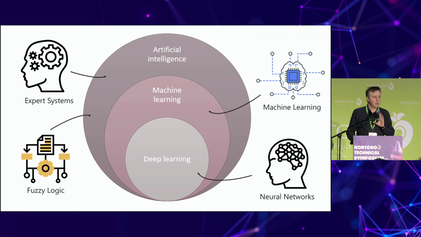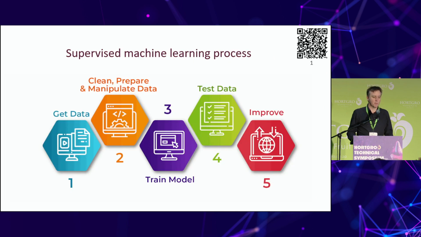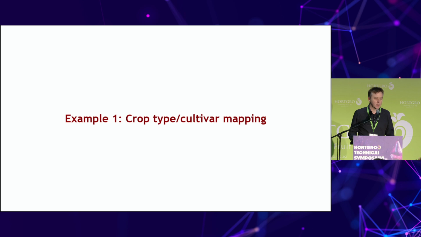I'm going to talk about machine learning, but most people say AI. Machine learning is just a subgroup of AI, and within machine learning, there's deep learning. I'm not going to get into all the technical things about the differences between these things, but supervised machine learning is the most popular in the agricultural sector, and it involves getting the data together, manipulating the data, and preparing the data for analysis, building a model, training a model, testing that model, and then over time improving the model that you've built. So now I'm going to get into some examples.